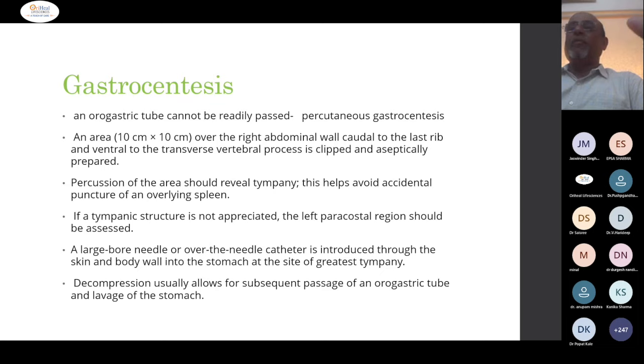And if it is fully distended, then you put in a needle, or an over-the-needle catheter can be put. Okay, and immediately the air will pass out and the distension will come down. Then once the decompression is done, you can put the orogastric tube and do a lavage of the stomach, because the whole stomach is under severe compression all along, so there will be a lot of toxic material, a lot of multiplication of bacteria, and toxins all accumulated. So gastric lavage is very important.